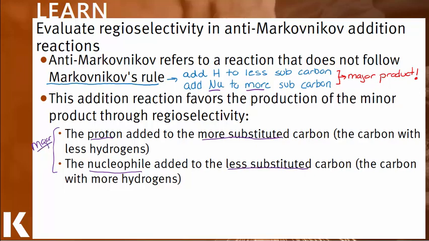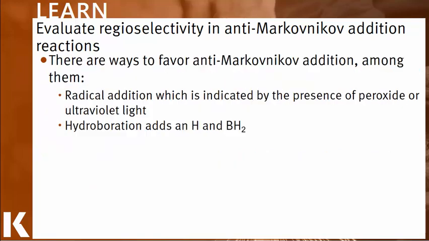And to favor anti-Markovnikov addition, we often have to use more specialized pathways. One of those ways to favor anti-Markovnikov is through a radical addition mechanism. Radicals are where we have unpaired electrons, and you'll often see a radical indicated in a reaction as a dot. And there are a few different ways that we can create radicals.